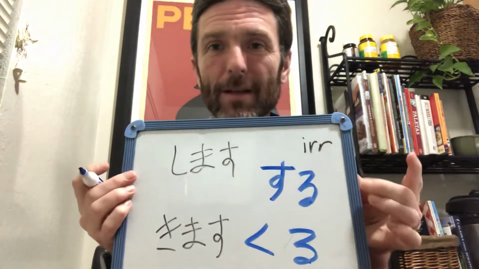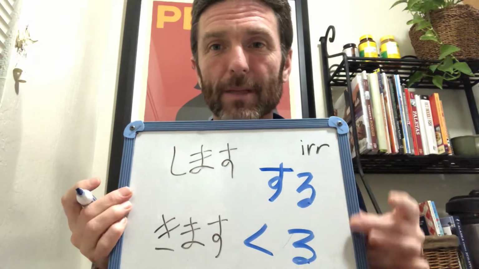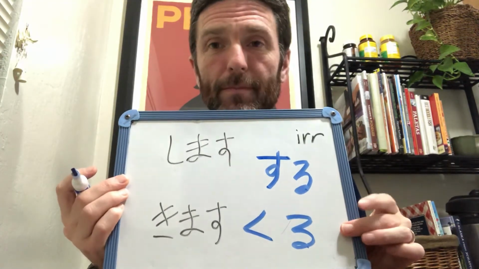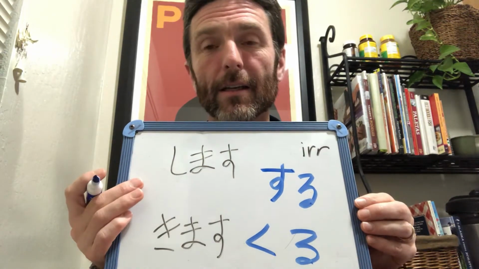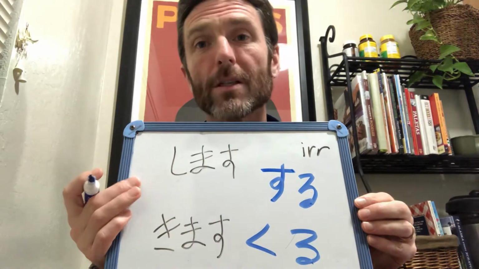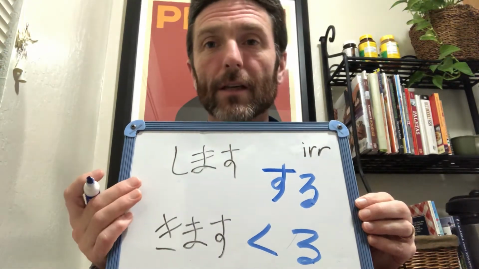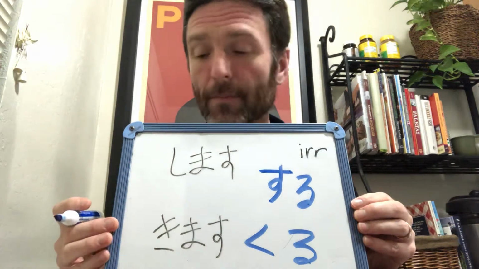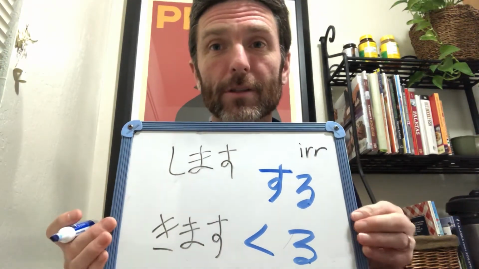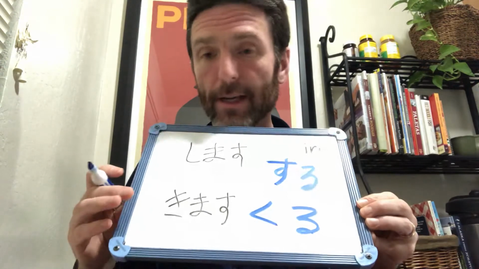So you just have to memorize it. But basically, shimasu becomes suru, and kimasu becomes kuru. Okay, and so instead of saying 今日私は勉強します, you could say 今日勉強する. Right? It's shorter. Number 1 rule in Japanese is if it's shorter, it's less formal. It's also easier to say, all right?